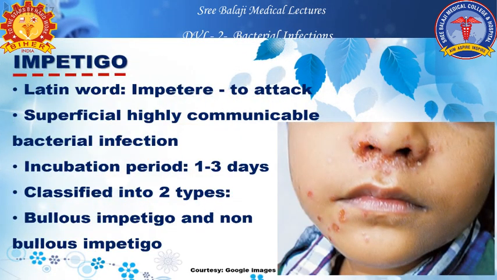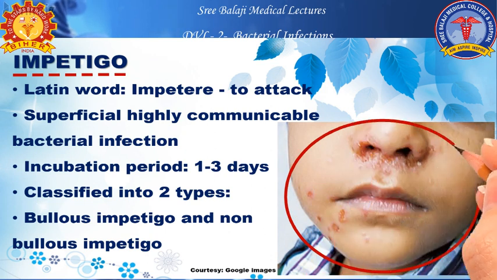Impetigo is one of the common bacterial infections, commonly seen in children, especially school-going children and young adults. The meaning of impetigo is to attack. The common provocative factors are overcrowding, malnutrition, poor hygiene, and trauma. These are important precipitating factors for impetigo. The incubation period is around 1 to 3 days. It is broadly classified into bullous impetigo and non-bullous impetigo.